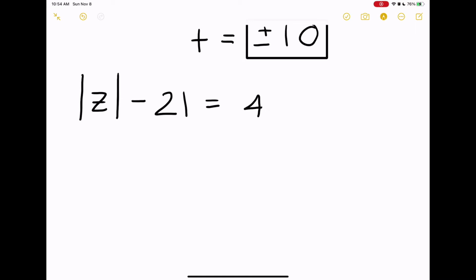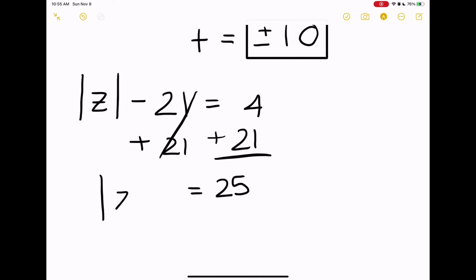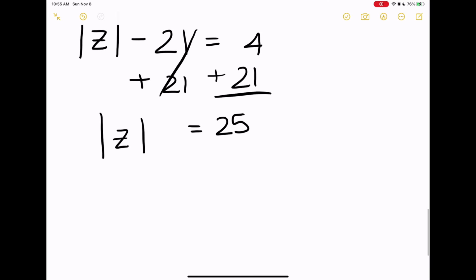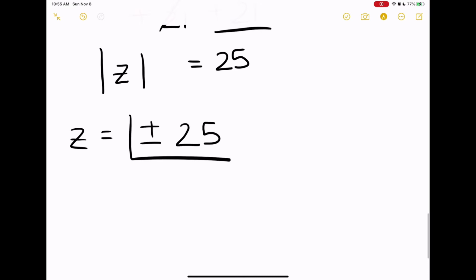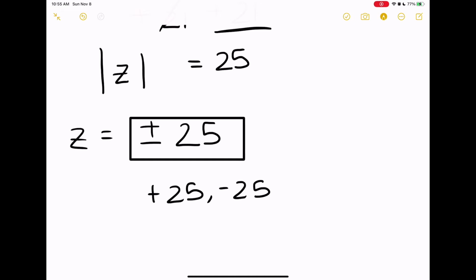The absolute value of z minus 21 is equal to 4. Just as we do in any equation, we'll try to isolate the absolute value of z. So we add 21 to both sides, and we get the absolute value of z is equal to 25. And is it positive? Yes. So now we know it could be positive or negative 25 in place of z, and this statement will still be true.